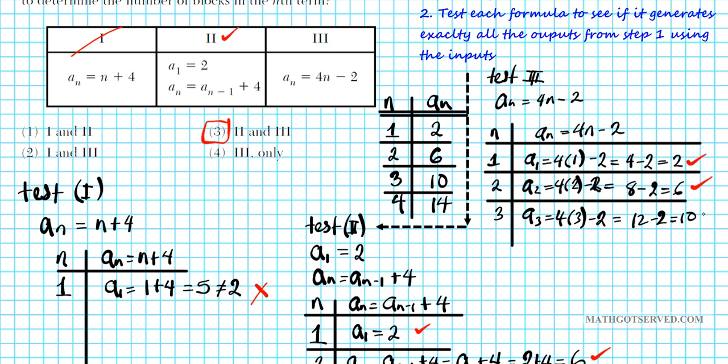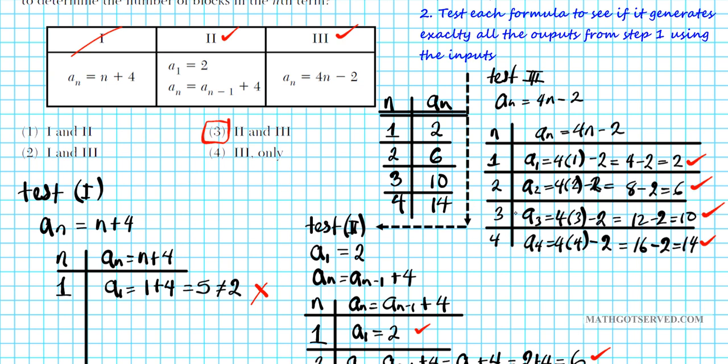That's a check. Last but not the least is n equals 4, the fourth term. When n is 4, we have A4 is going to be 4 times 4 minus 2. 4 times 4 is 16, minus 2 is 14. That works perfectly. So we see that option 3 is also good. So our answer is number 3.